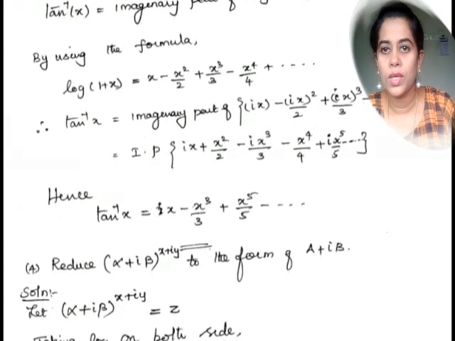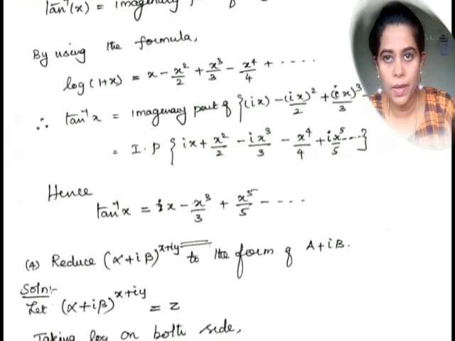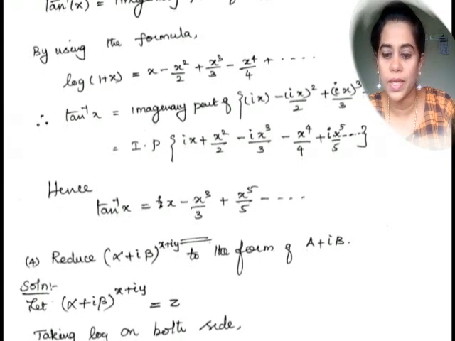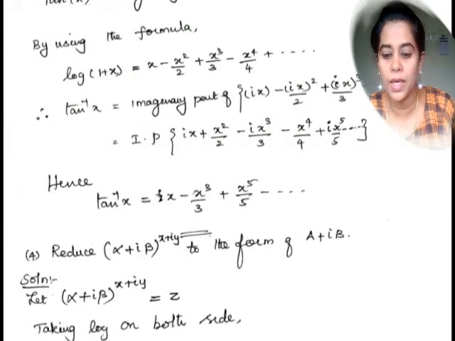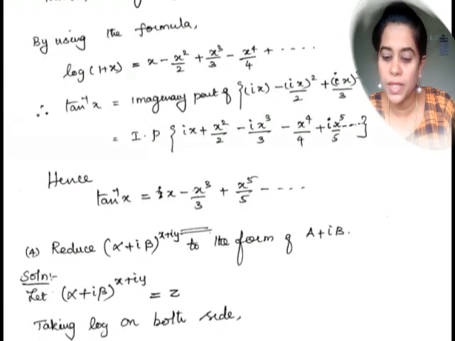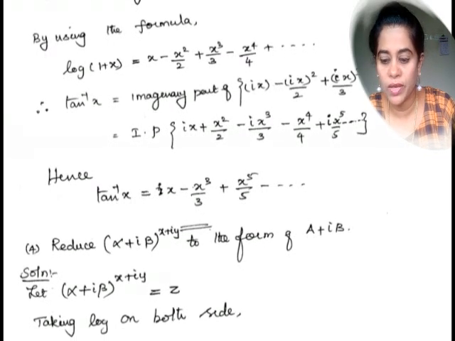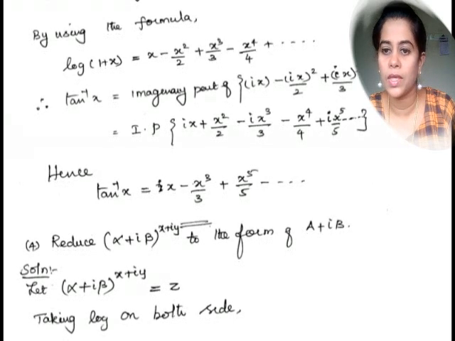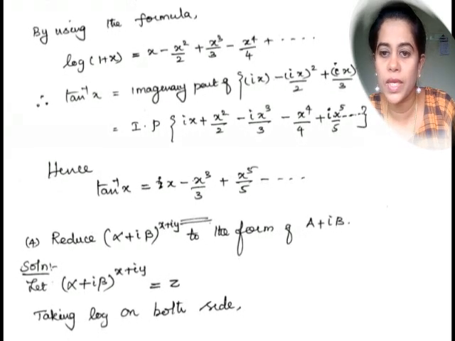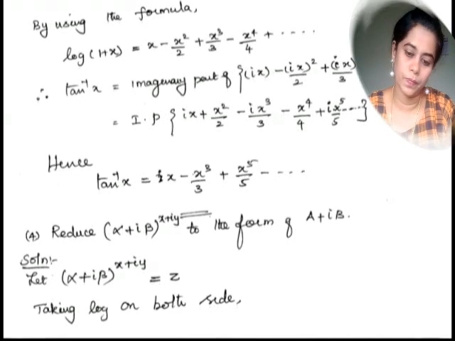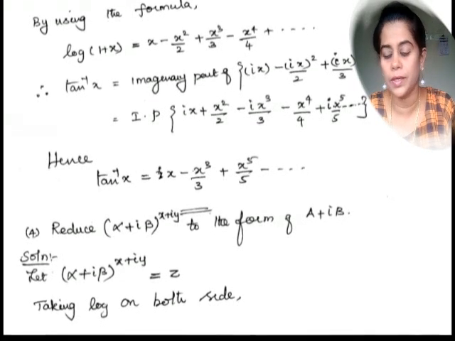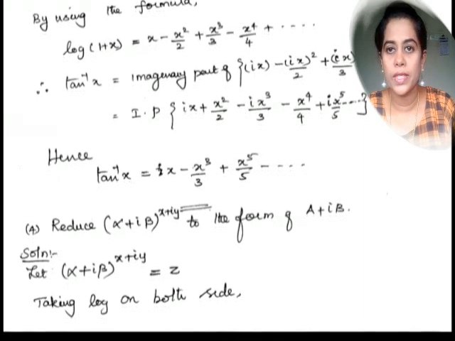So therefore, tan inverse of x is the imaginary part of log of 1 plus ix. So it is tan inverse of x, only we are collecting the imaginary part, which is x minus x cube by 3 plus x power 5 by 5, etc. So this is the answer from the deduction of the tan inverse of x from the log of a plus ib. I hope this is clear. Let me go for the next problem.